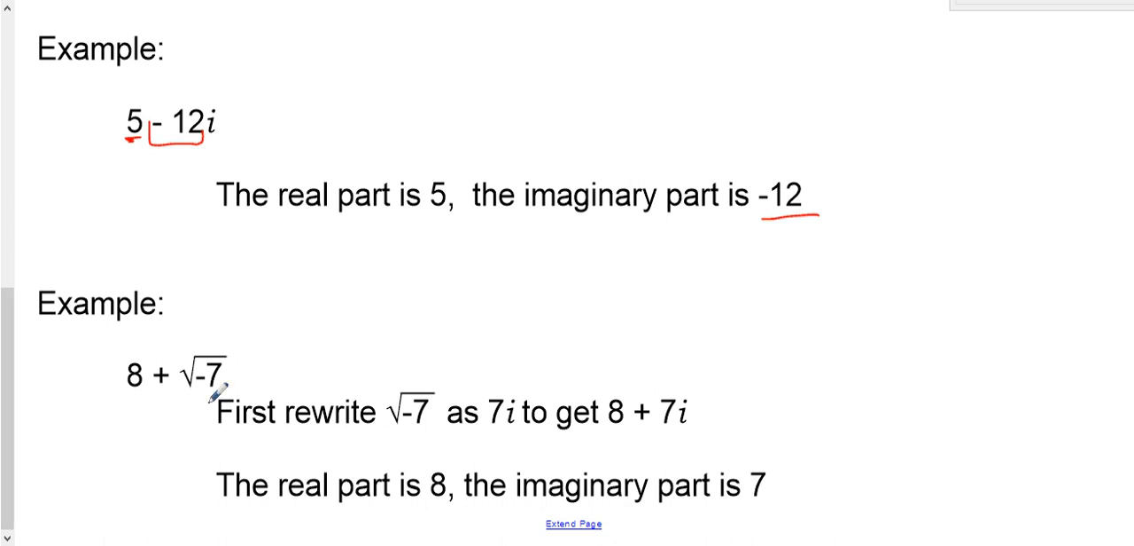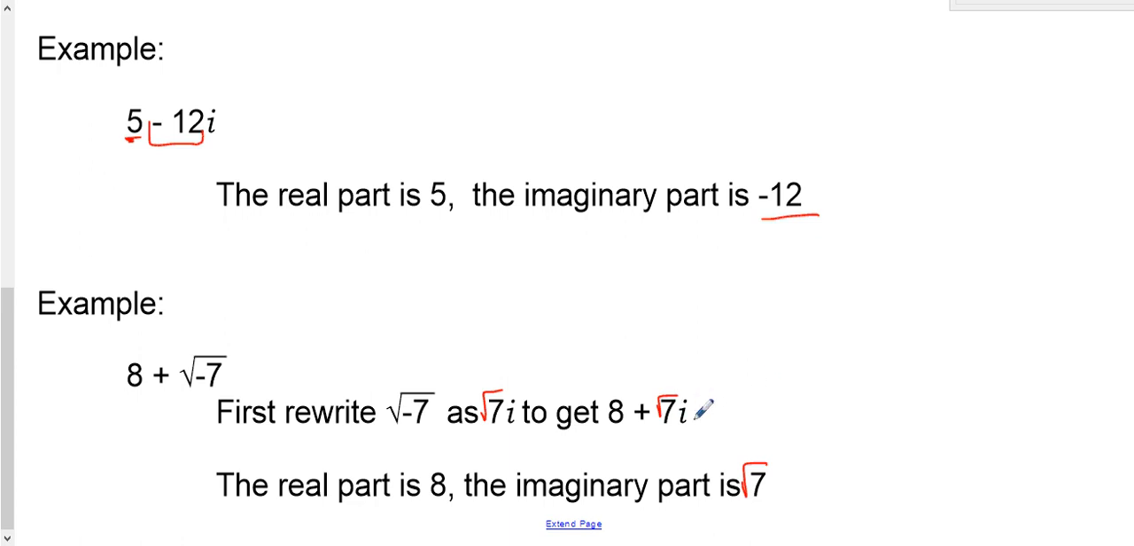If we have 8 plus the square root of -7, we need to first rewrite the square root of -7 as the square root of 7 times i. Once we rewrite it to get 8 plus the square root of 7 times i, then we know that the real part is 8 and the imaginary part is the square root of 7.